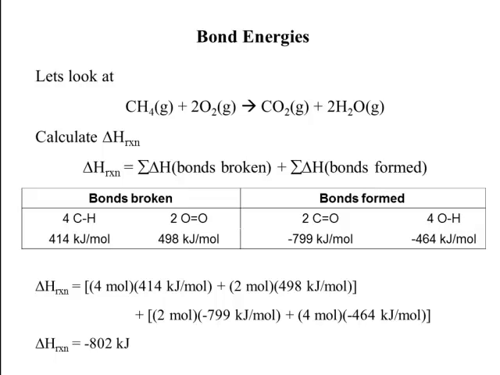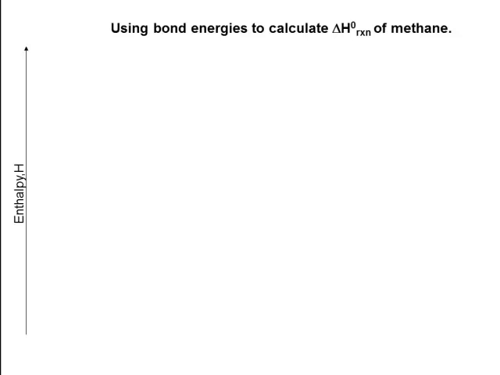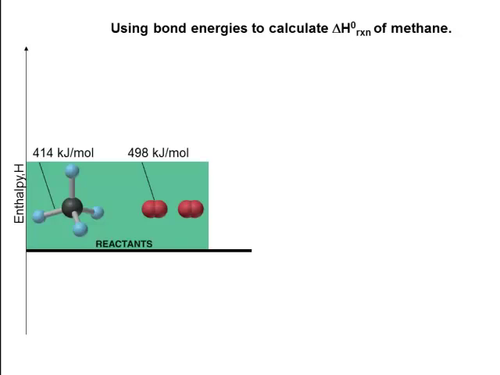Okay. Now let's get a visual idea of what's actually going on in this particular process. So if I look at enthalpies here, and I start with my reactants at a certain enthalpy level, I've got my CH4 plus my two O2s.